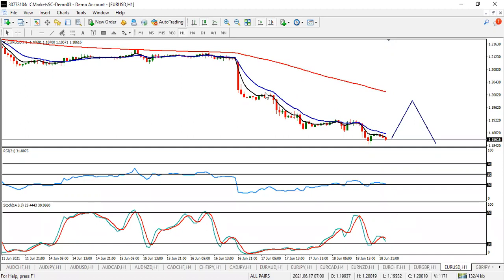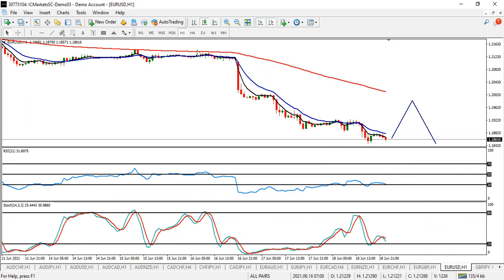Now, the King strategy is the combination of the moving averages, RSI, and stochastic. Like I said, please take your time to watch some of the videos we have so that you can have a better understanding of this strategy. As you can see in front of me, we have three moving averages.